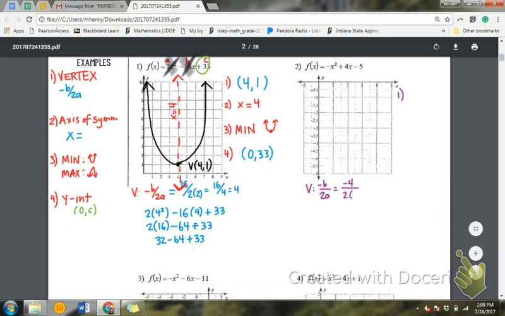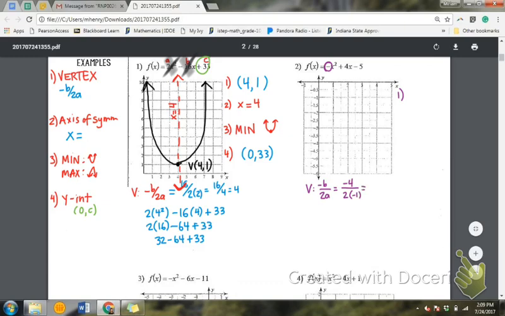2 times, what's our a value here? No, it is not 1. It's negative 1. When you listen to my question, your a value, not what is it after you multiply it. What is the a value in the problem? The a value in the problem is right here. That's a negative 1 up top. Okay, so we're plugging in a negative 1 for our a value.